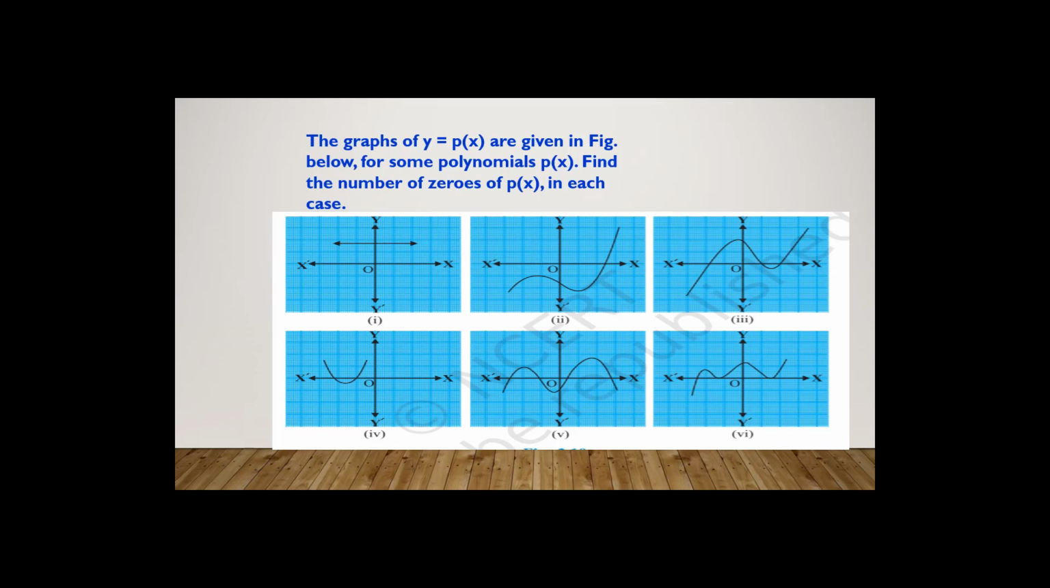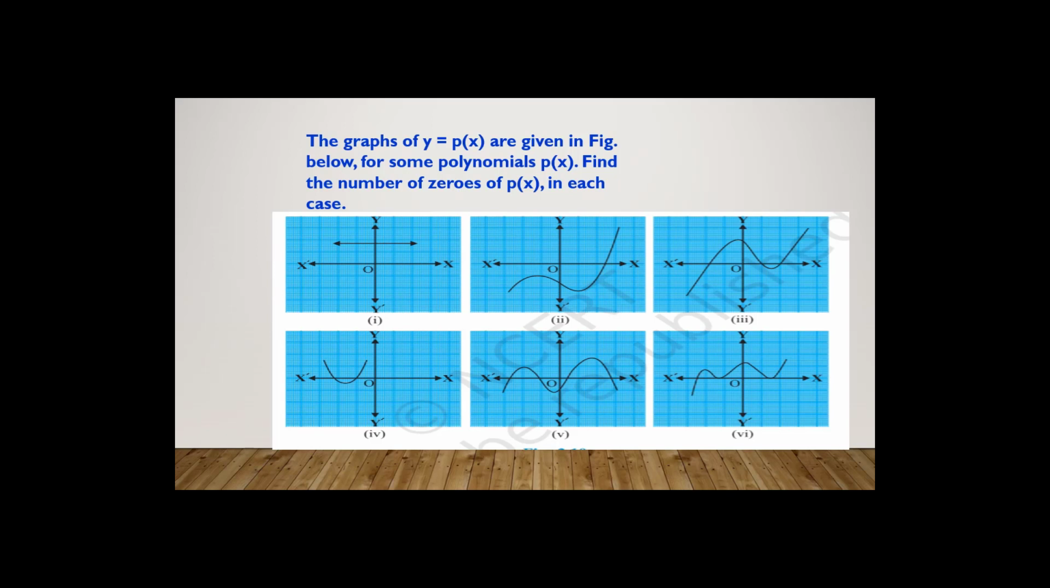In the second case, the graph is intersecting the x-axis at one point. So the number of zeros is 1. In the third case, the graph is intersecting the x-axis at 3 points. So the number of zeros is 3. So focus on the points at which it is intersecting the x-axis, not the y-axis.